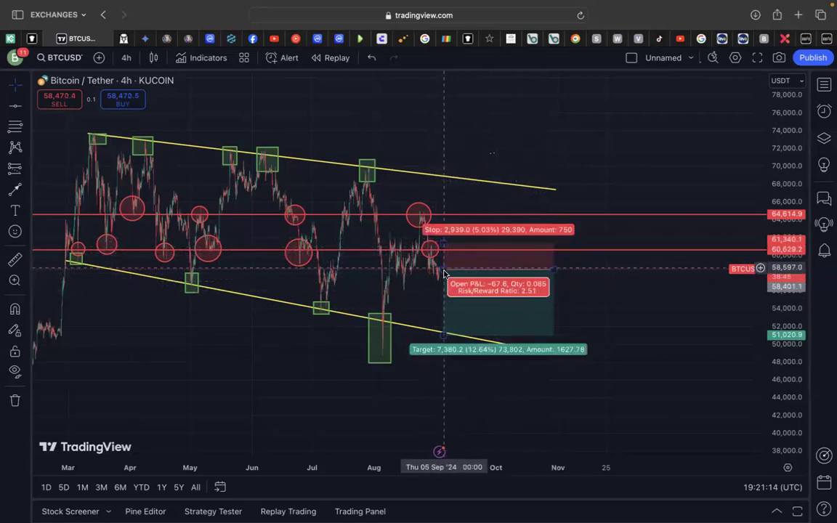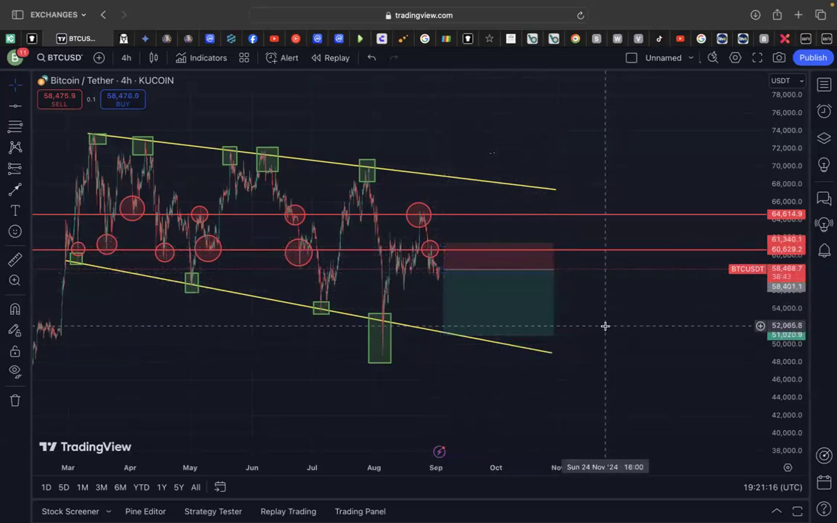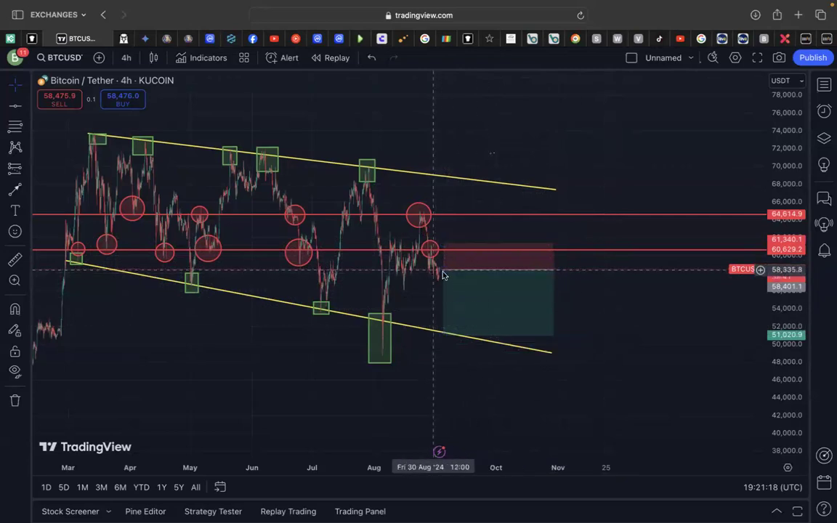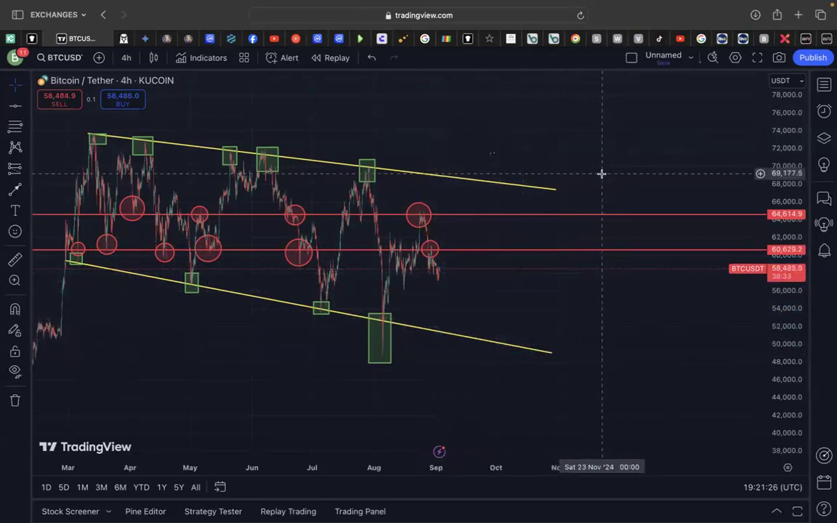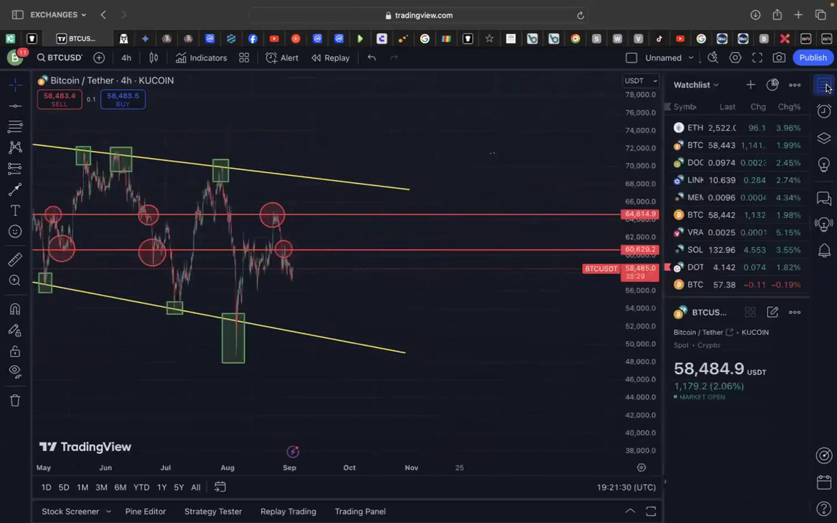The longer we stay under 60,700, the lower we will go. And we will test this 50,000 area, and it will present some very, very nice buying opportunities.